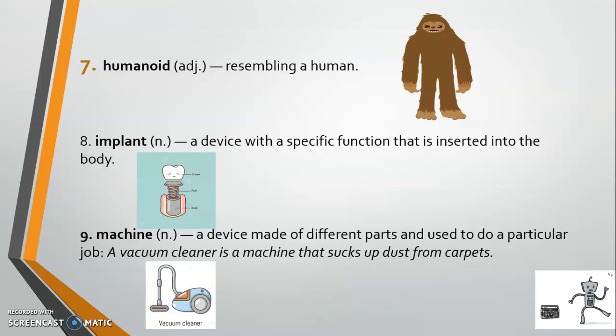Number 9, machine. A device made of different parts and used to do a particular job. For example, here you can say a vacuum cleaner is a machine that sucks up dust from carpets. This is a vacuum cleaner, una aspiradora. Es una máquina que limpia o remueve el polvo de la alfombra.